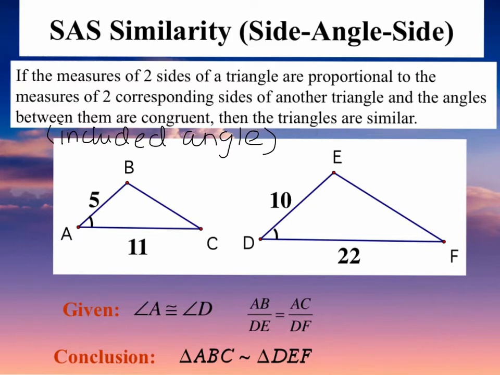So in this case, what's given to us is that angle A is congruent to angle D, and AB over DE is proportional to AC over DF. And notice that the angle is included between the two sides that we are doing proportional relationships to. They both reduce to 1/2, therefore triangle ABC is similar to triangle DEF.